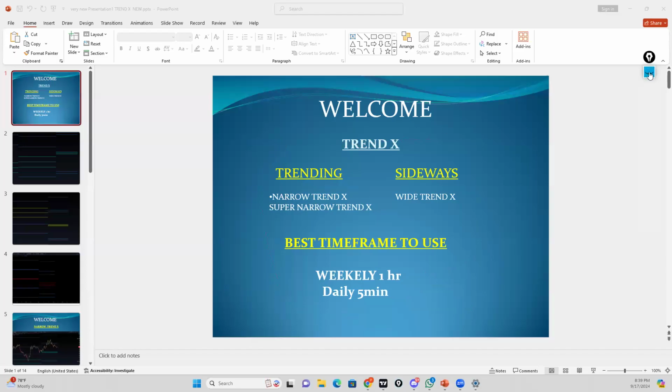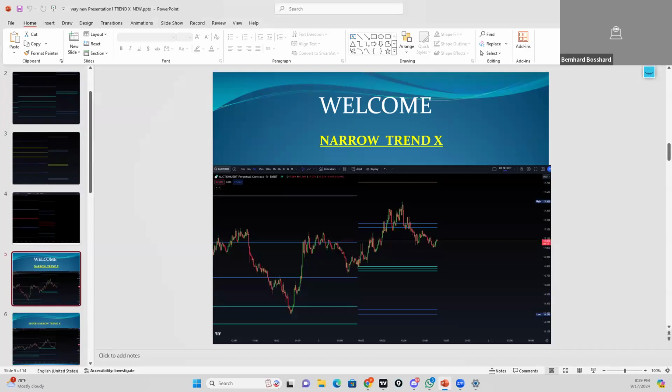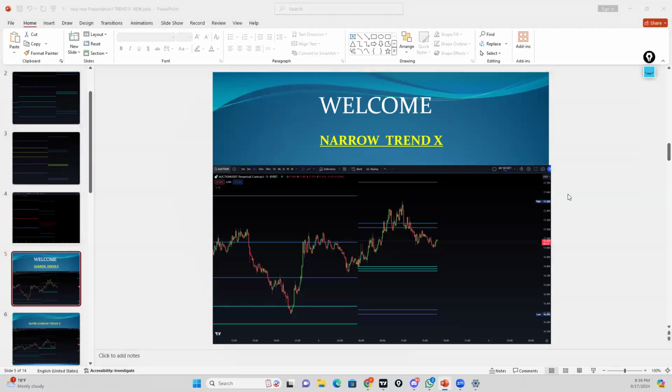Now the first one, the narrow Trend X. This is a narrow Trend X. You just look at this, guys. This is a narrow Trend X, correct? This is how the three lines look in the market. Above this we are looking at long positions, below this we are looking at short positions, but we are planning according to the weekly Trend X. This is just an example I am giving you. This is how the narrow Trend X looks, and this is a volatile day.